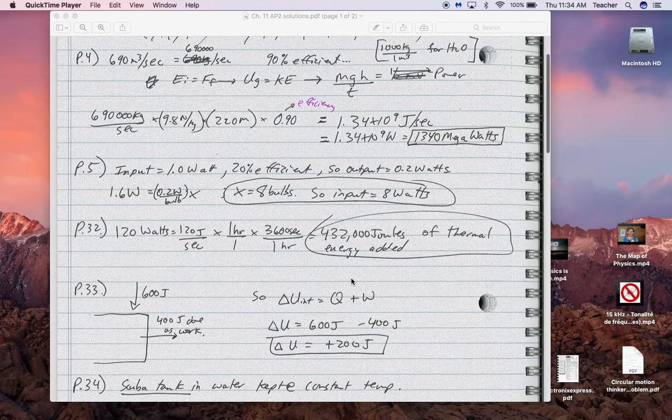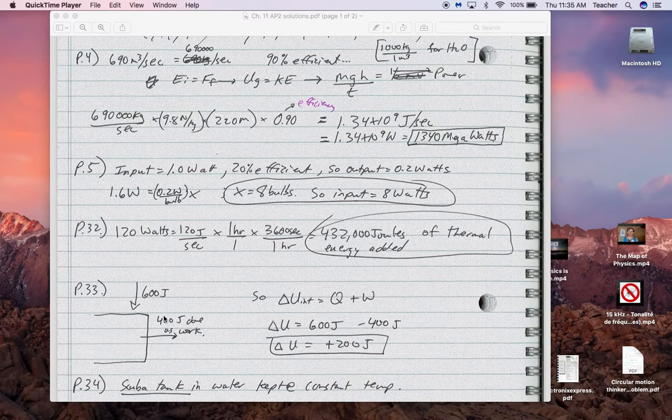For problem 32, this was the fan going in the room for an hour. It was asking how much thermal energy was added. So really all that initial energy input is eventually turned into thermal energy if it's a closed system. So I just multiply the power rating by the time the object's on, and that gets me 432,000 joules.